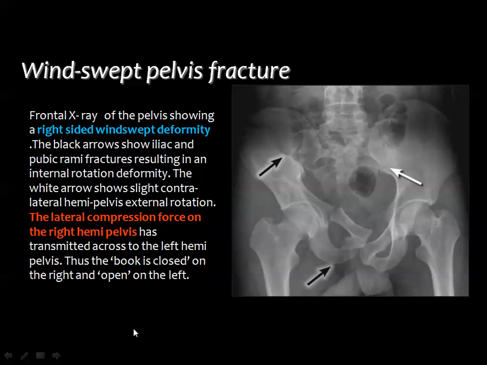And this is a right-sided windswept pelvic fracture. You see the fractures of the superior and inferior pubic rami, fracture of the iliac bone and disruption of the sacroiliac joint, while on the left side you can see the open book injury with some diastasis of the sacroiliac joint and disruption of the pubic symphysis. And as stated in the literature, the lateral compression force on the right hemipelvis has transmitted across the left hemipelvis. Then the book is closed on the right side and is opened on the left side.